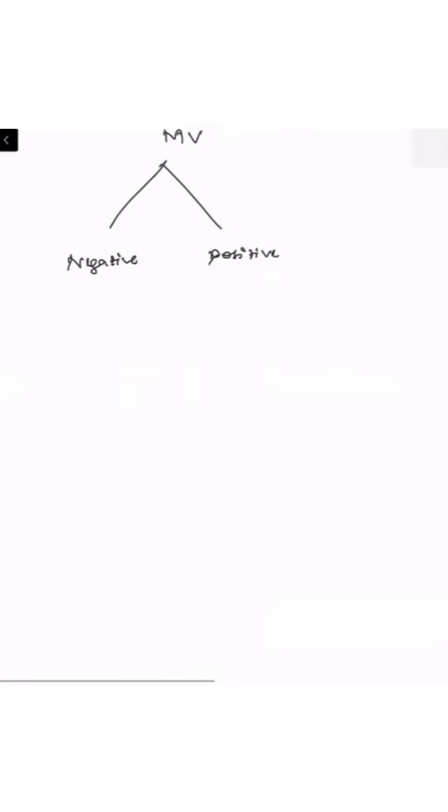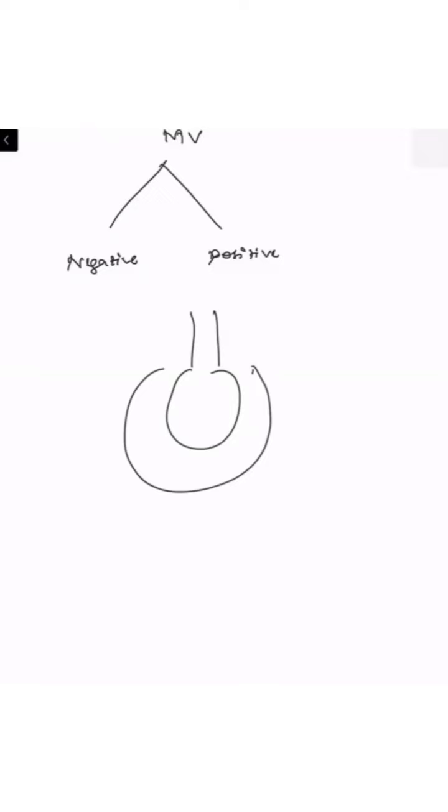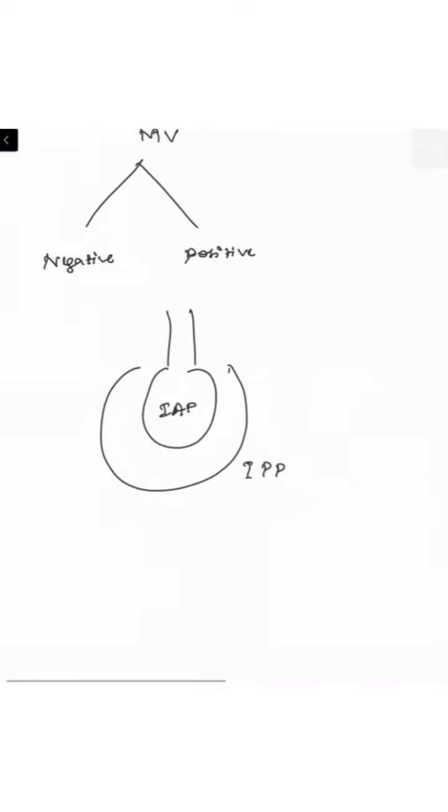So what is the difference between negative and positive pressure ventilation? Normally, this is the lung alveoli, and we have the pleura surrounding the alveoli. There is a pressure inside the alveoli, which is the intra-alveolar pressure, and we have the intrapleural pressure. In a normal lung, we have negative pressure in the intrapleural space, and some positive pressure present in the alveoli.